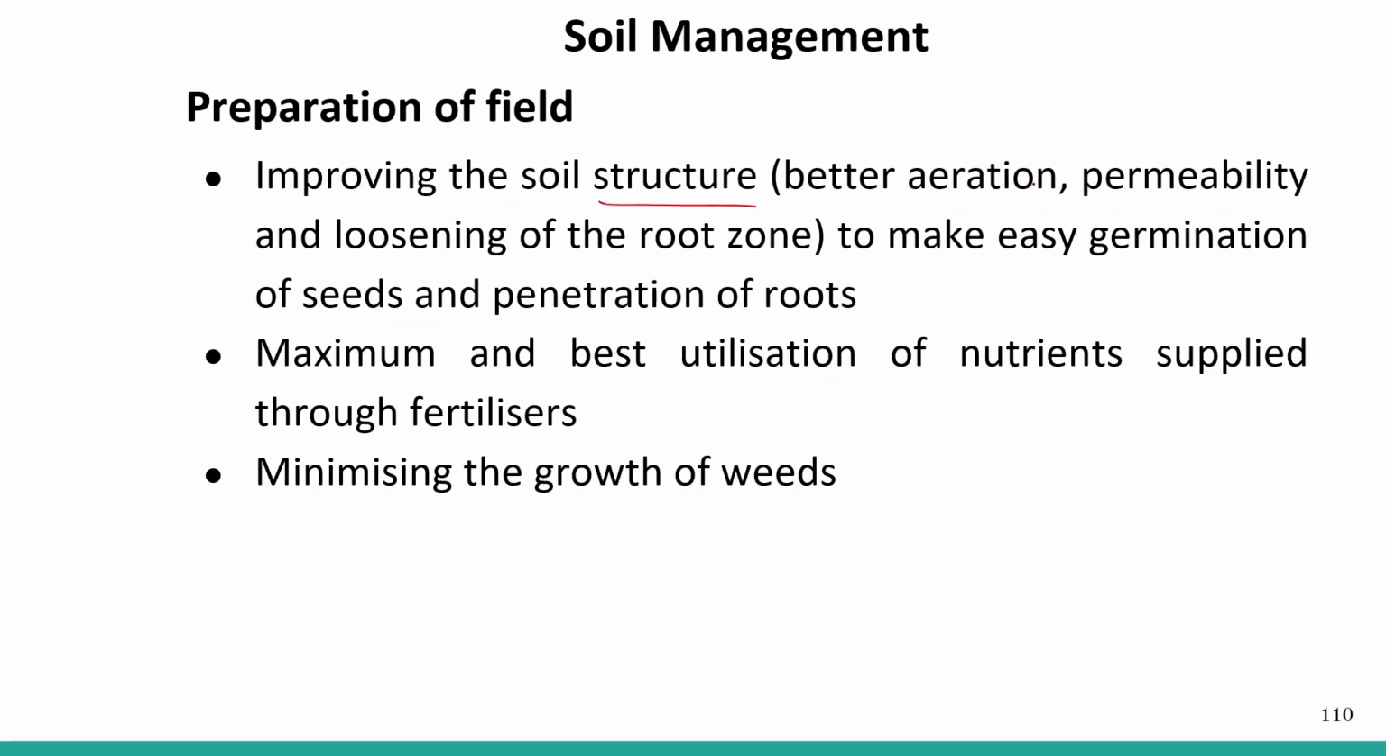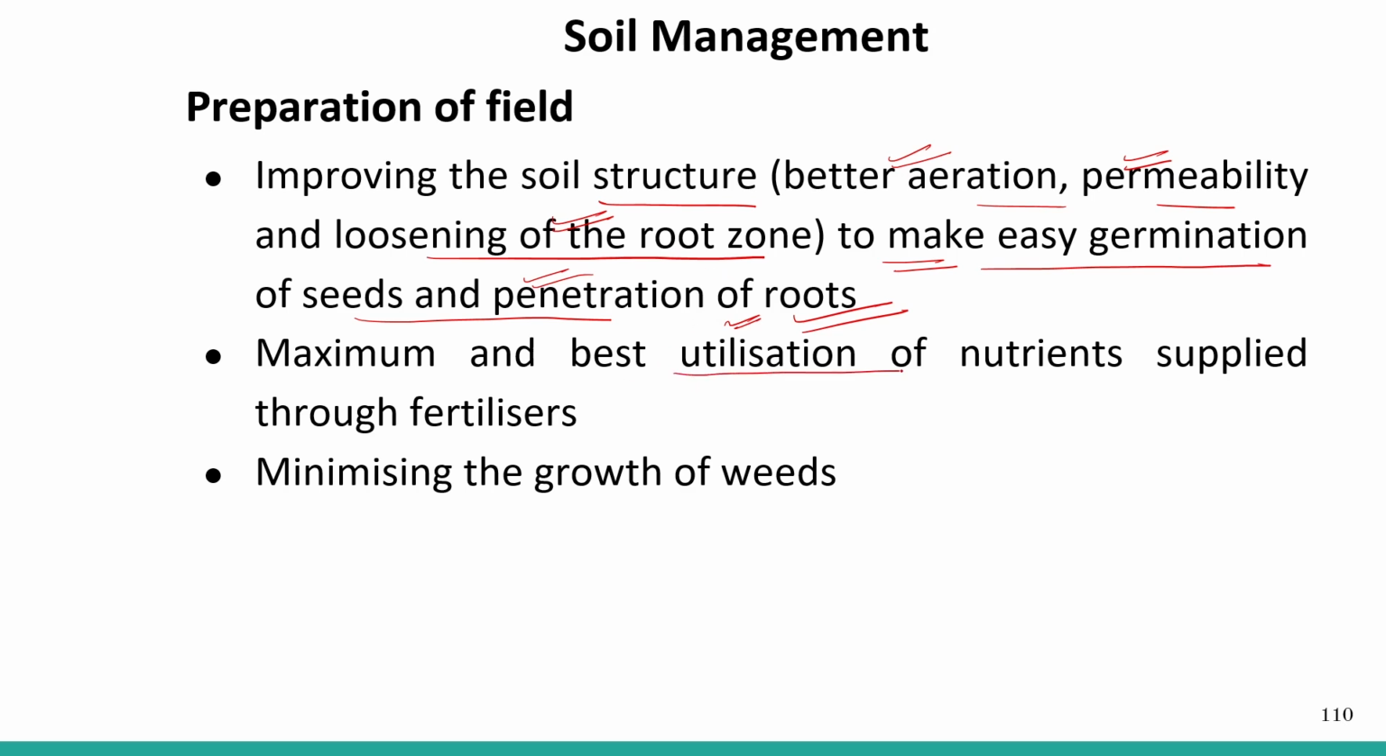Improving the soil structure, better aeration, permeability and loosening of the root zone to make easy germination of seed and penetration of the root. So if water is properly available in the soil, then what will happen? There will be better aeration, permeability will be better, and loosening of the root zone, so that lots of air could reach the root zone, and it makes easy germination of seed and penetration of the roots after germination.